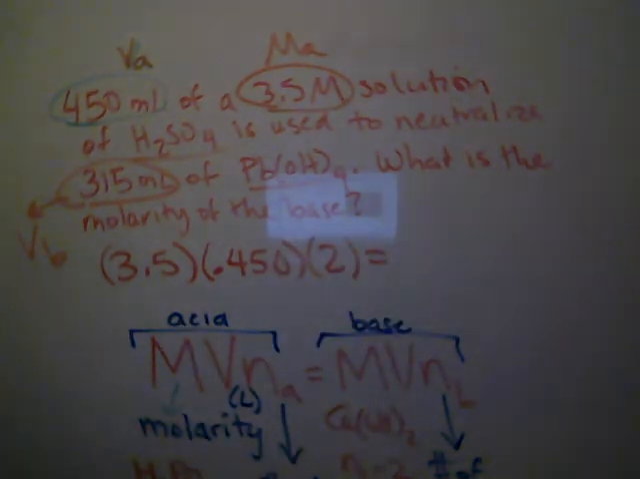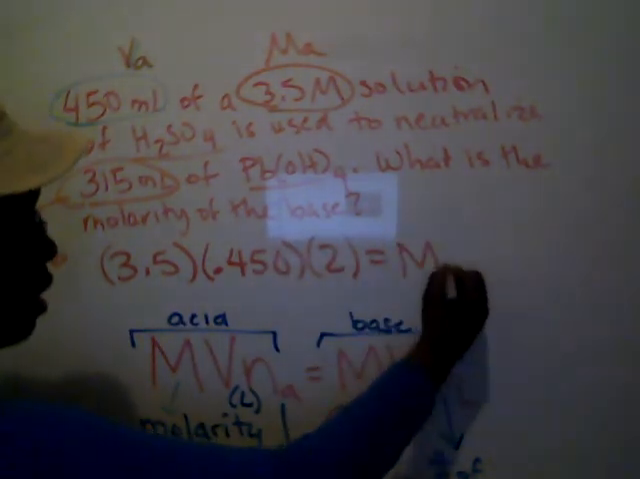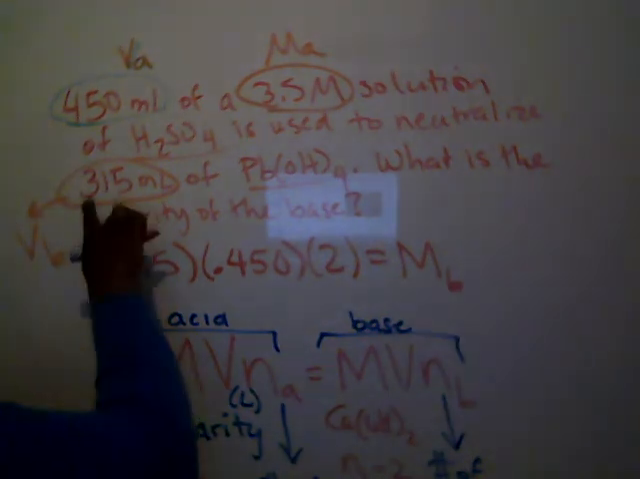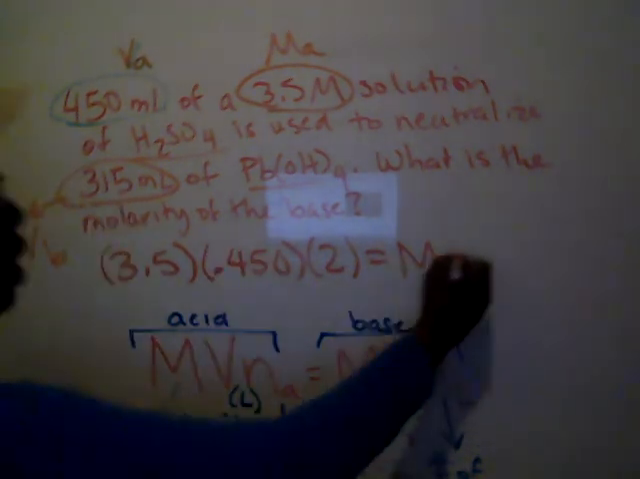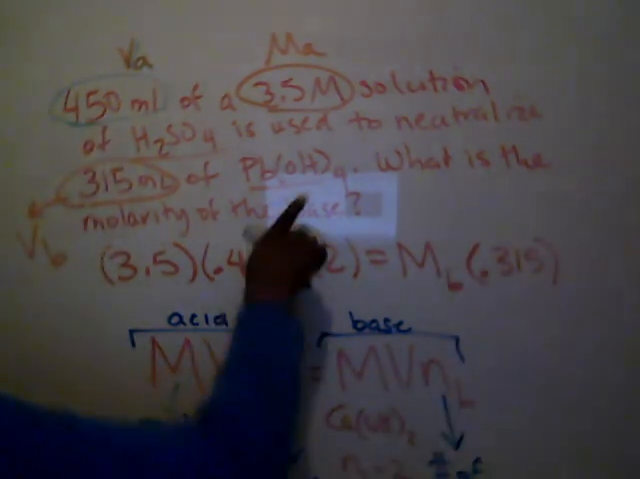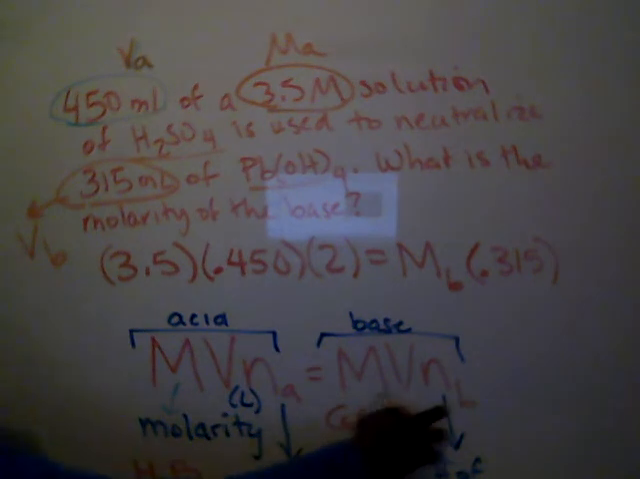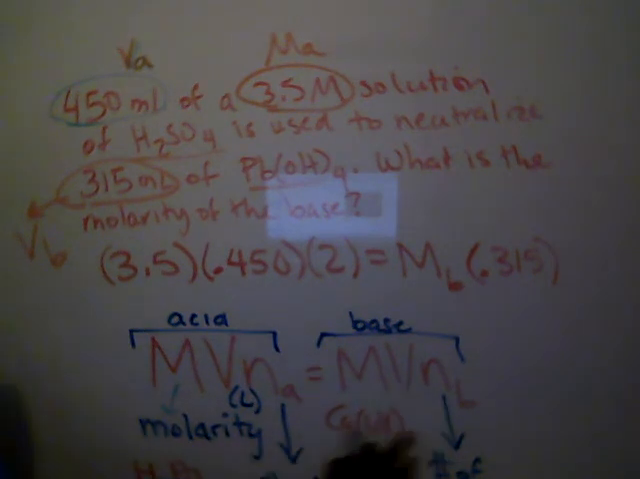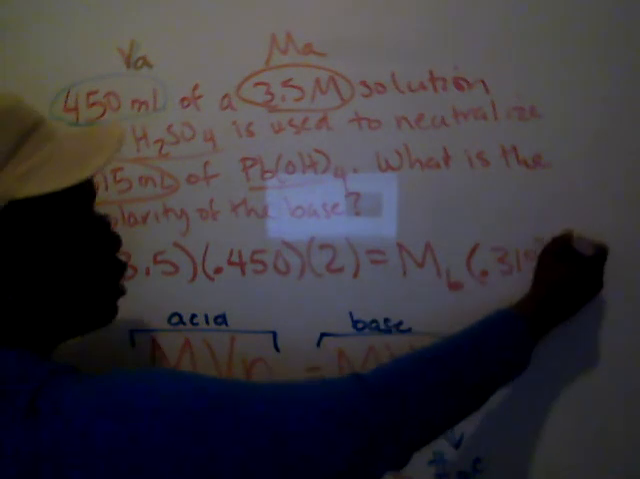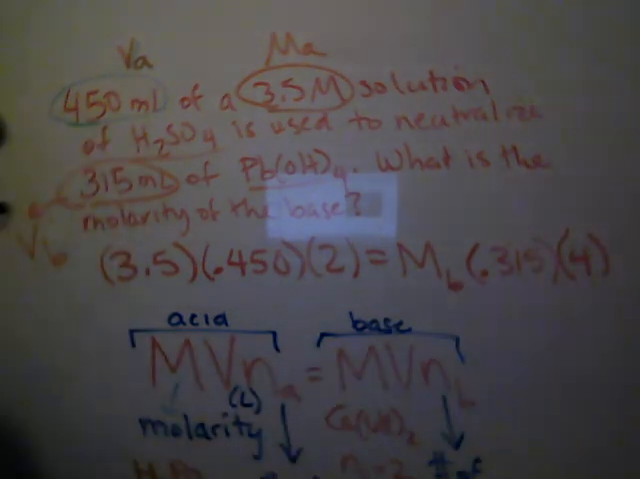Now for the base, we don't know the molarity, so I'm just going to put a little Mb to remind us that's the molarity for the base. The volume of the base we used was 315 milliliters. We've got to convert it to liters, so 0.315. And then for the Nb value, we need to know the number of hydroxides in the base's formula. The base has 4 hydroxides, so we just put a 4 there.